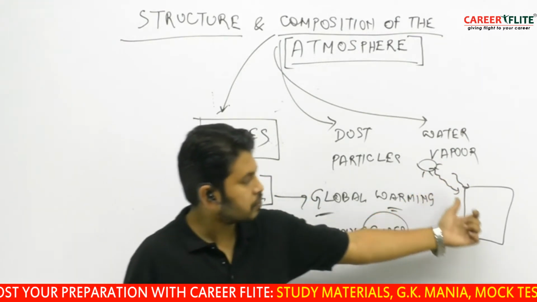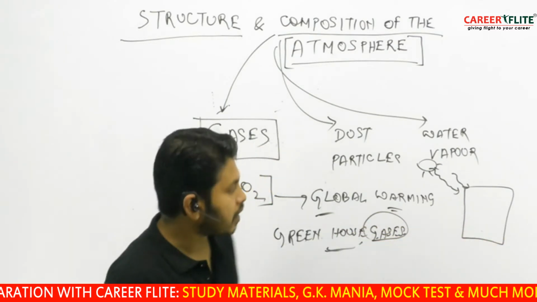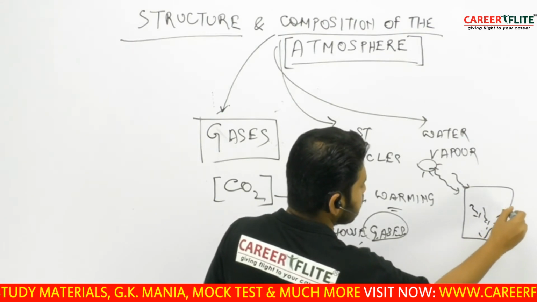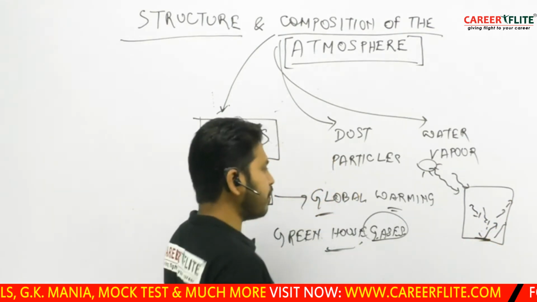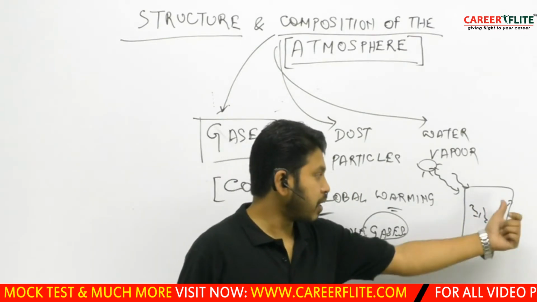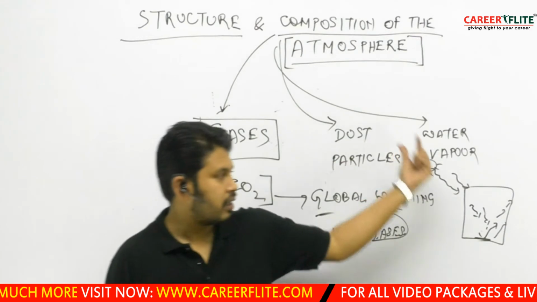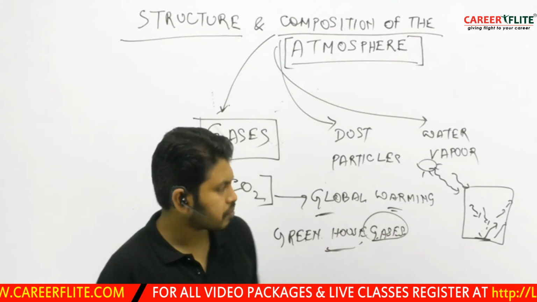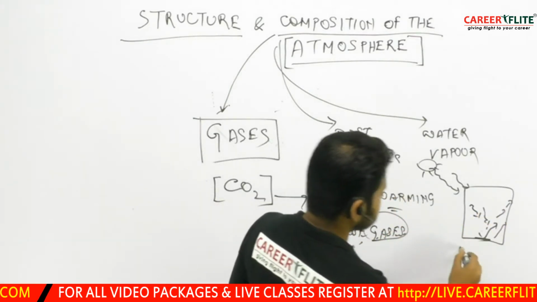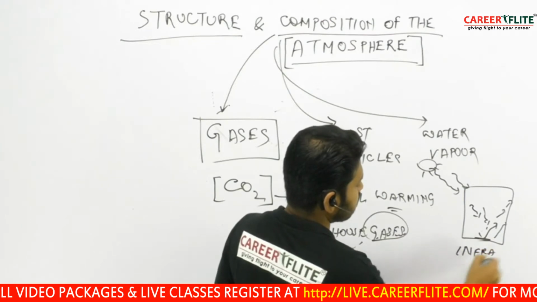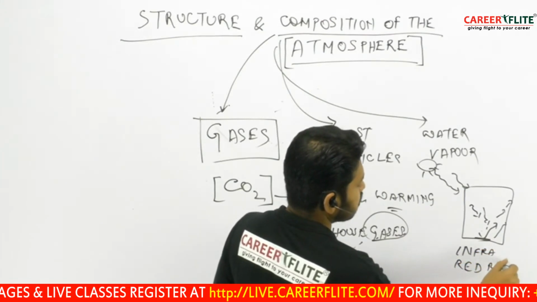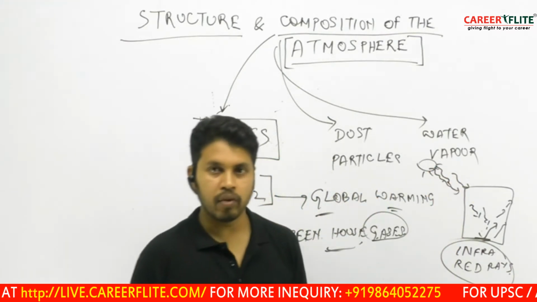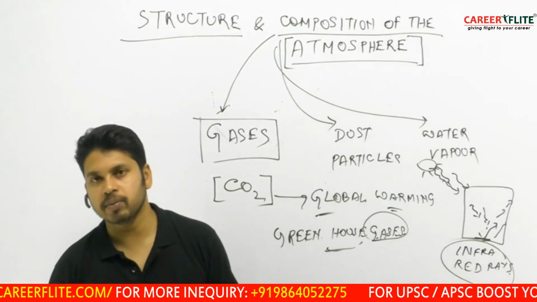Now, when this insolation comes inside the glass chamber, it hits the surface and reflects back. While going back, this reflected part of the radiation is known as terrestrial radiation. Incoming solar radiation is insolation, and outgoing is terrestrial radiation. But what the glass does is trap a portion of the infrared rays. One of the components of sun rays is infrared rays, and infrared rays are responsible for warming.